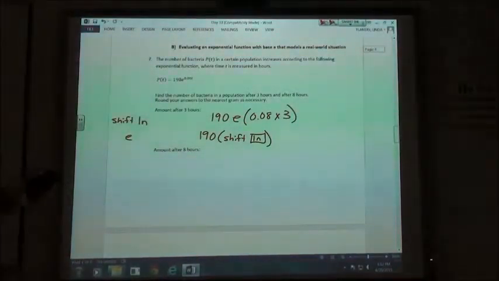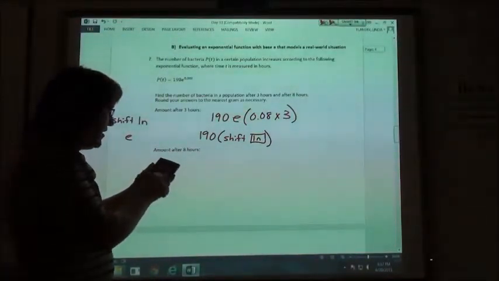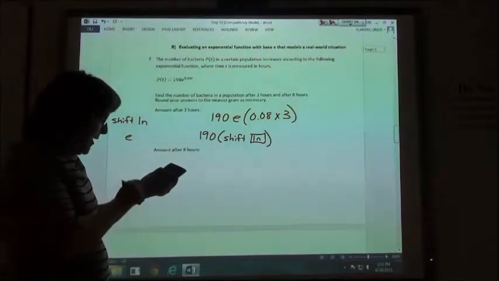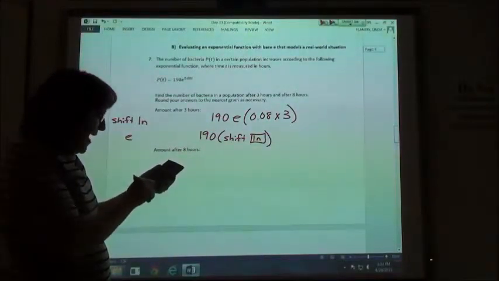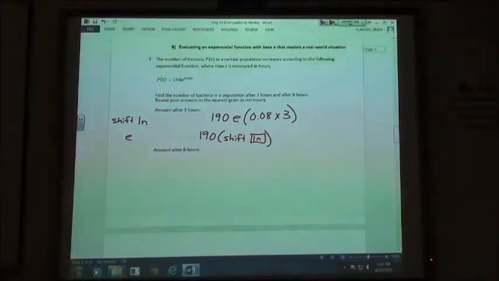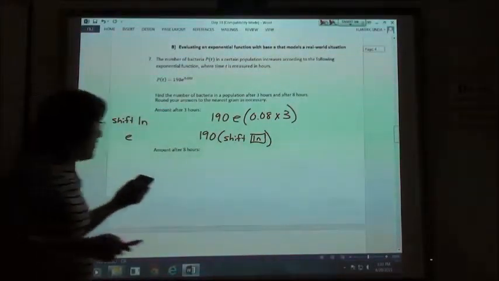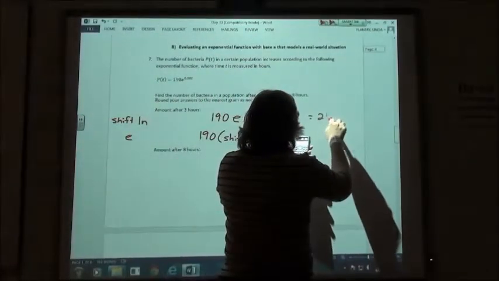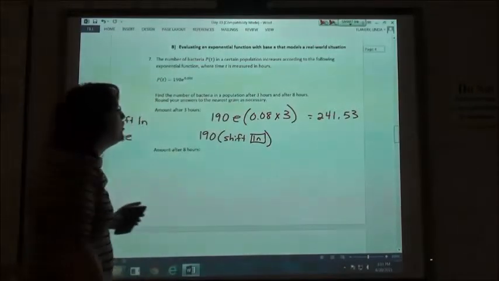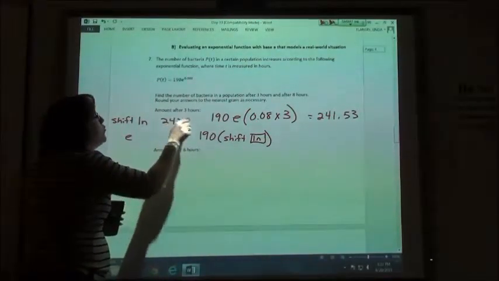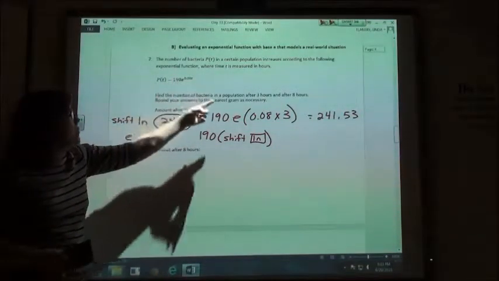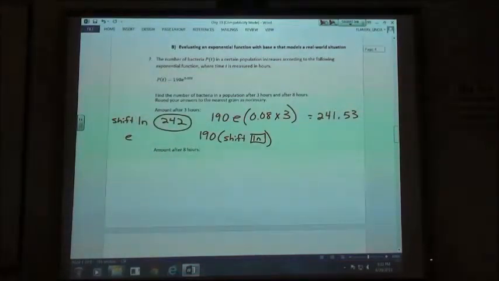So let's try her out. 190, Shift, natural log, puts the E on your calculator screen, in parentheses, 0.08 times 3. Again, there's no caret key, you just put the value in parentheses right behind the E. So on my calculator, I'm coming up with 241.53, so forth and so on. Again, we're going to round it to the nearest gram, so 242 grams. So I started at 190, in 3 hours I'm now up to 242.